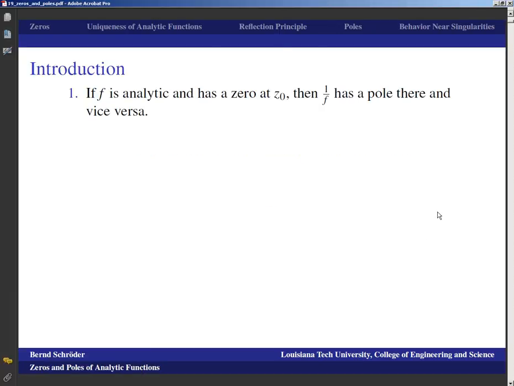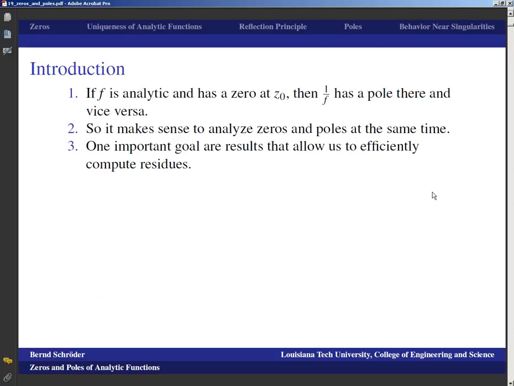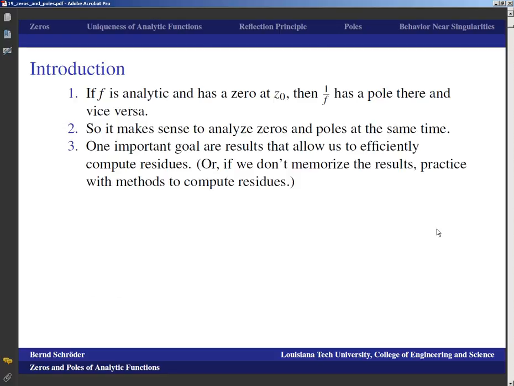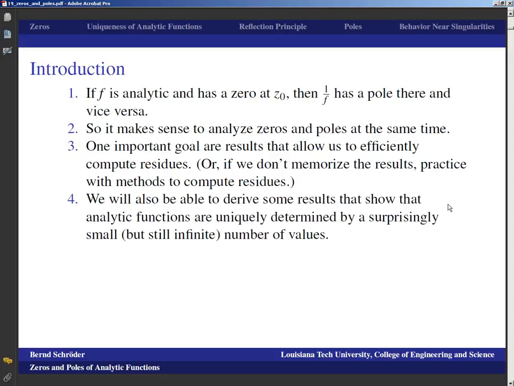Okay, so what do we have? If a function is analytic and has a 0 at z0, then 1 over f has a pole there and vice versa. So that means it makes sense to analyze zeros and poles at the same time. An important goal there is that we'll be interested in results that allow us to efficiently compute residues. Even if we don't memorize the results, and I really haven't done that, at least we have practice with the methods to compute the residues, because in the end this is glorified algebra of power series, and that's something that, although it can be tedious, it shouldn't be difficult in principle.